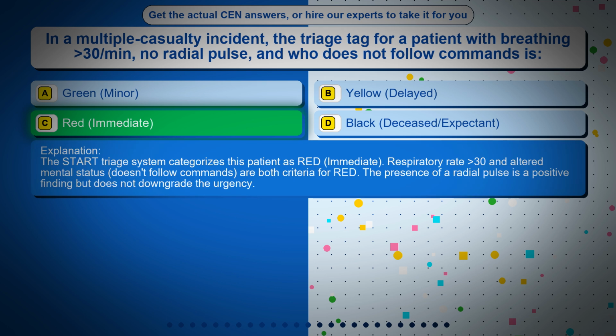The START triage system categorizes this patient as red, immediate. Respiratory rate 30 and altered mental status, doesn't follow commands, are both criteria for red. The presence of a radial pulse is a positive finding but does not downgrade the urgency.